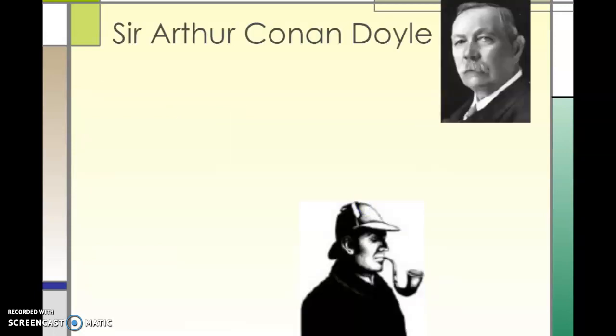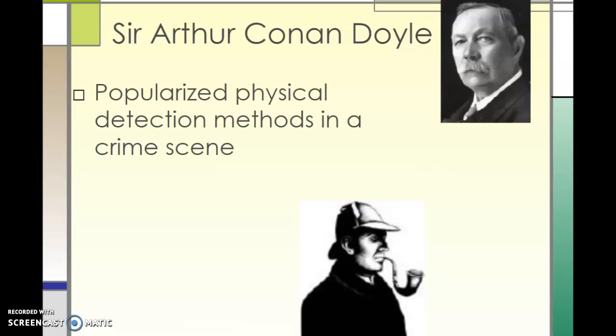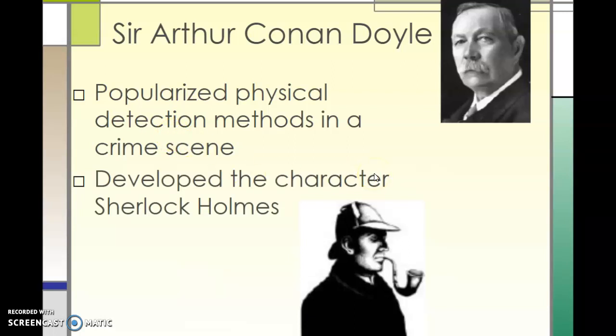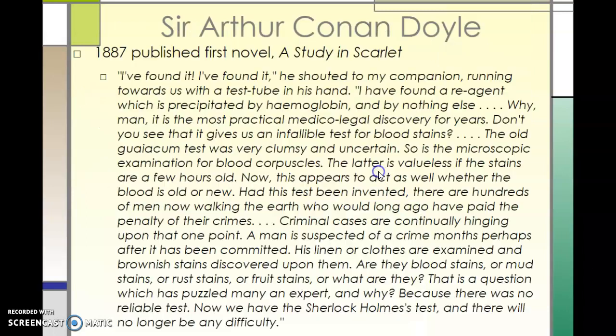The development of forensic science was actually a really long process. Sir Arthur Conan Doyle popularized physical detection methods in a crime scene by making storybook characters, for example, Sherlock Holmes. So this is an excerpt from his book called A Study in Scarlet, in which they are actually talking about different parts of your blood and how that can be different tests that they can use for blood stains and that kind of stuff. So this was used to kind of popularize crime detection, which is kind of cool.